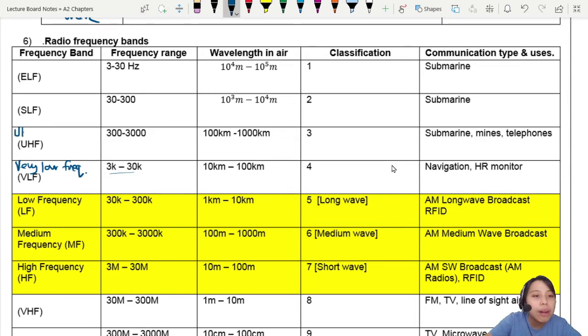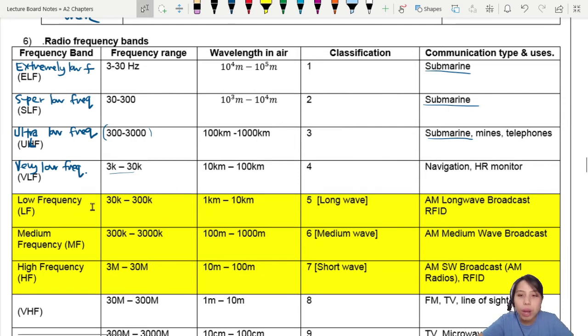What do we call this? Ultra low frequency. What we use that frequency range for is specifically dedicated for submarines, mines, telephone, all this kind of thing. Go lower some more, we call it super low frequency. Submarines communicate, all submarines basically. Extremely low frequency is the smallest. Extremely low frequency. Such creative names.